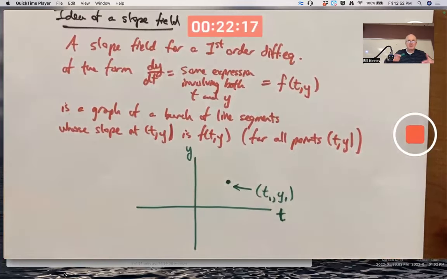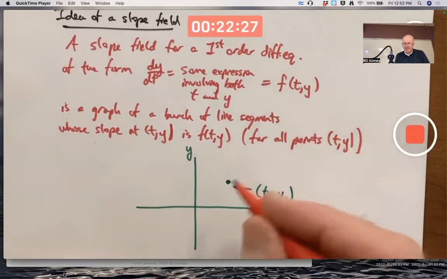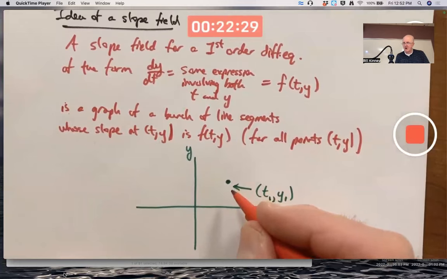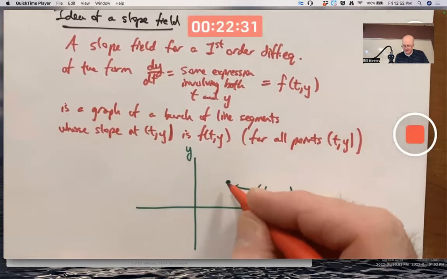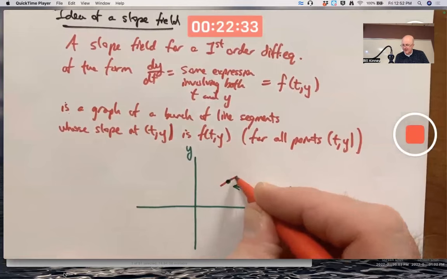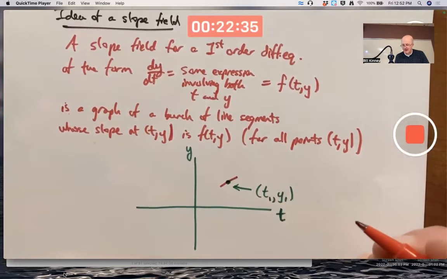I also could call it t sub 0 comma y sub 0. It doesn't matter what you call it. I'm trying to say it's not necessarily the initial condition. At that point, draw a little line segment with this point as its midpoint. Maybe about like that. And how do you draw the line segment?